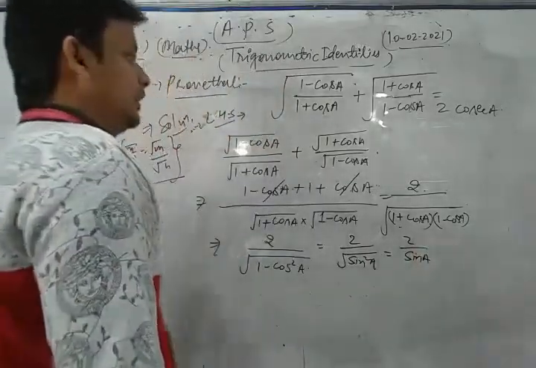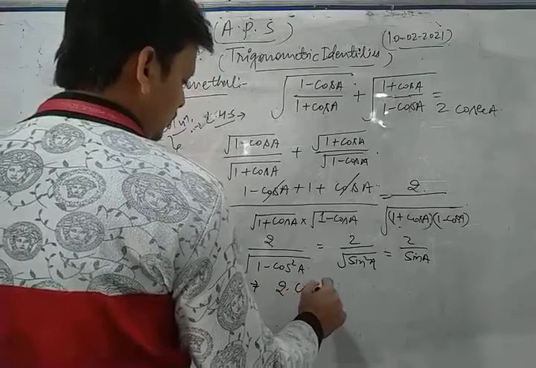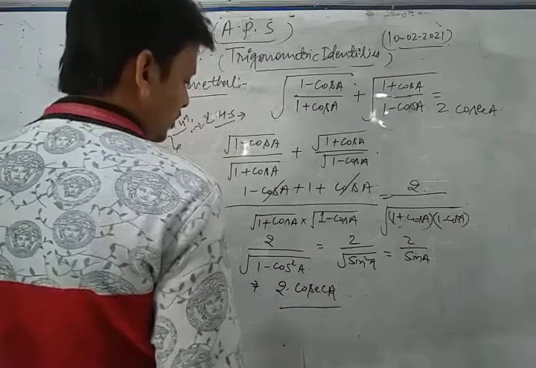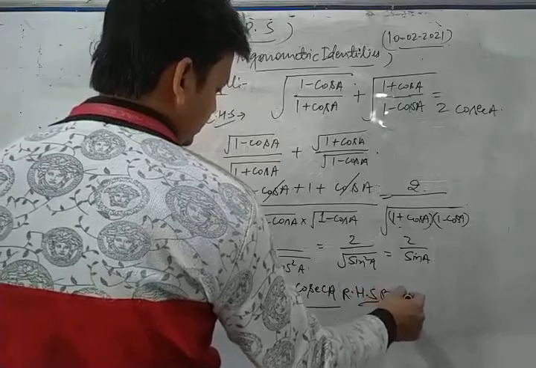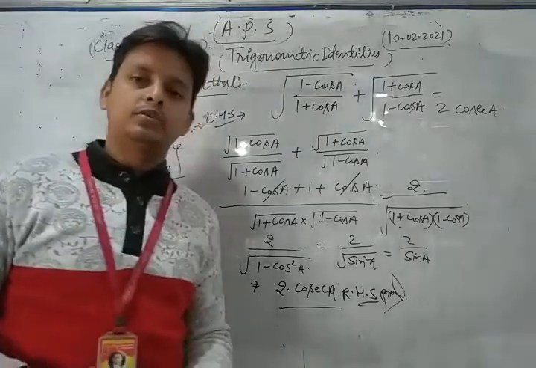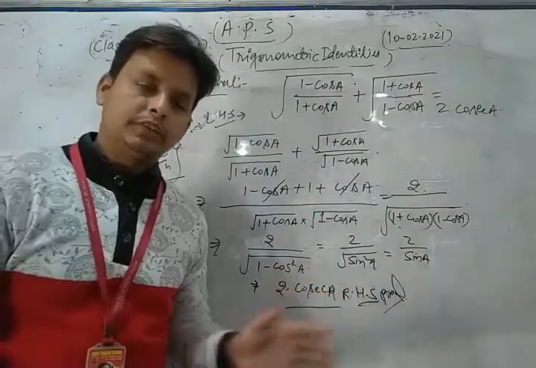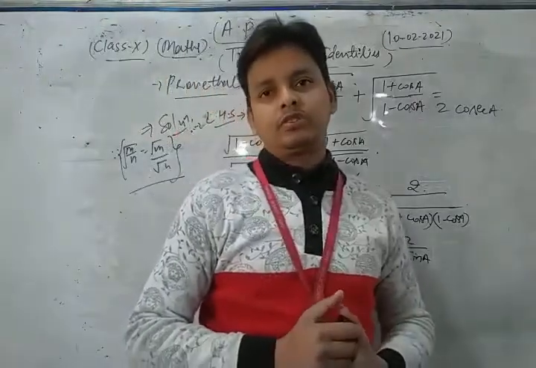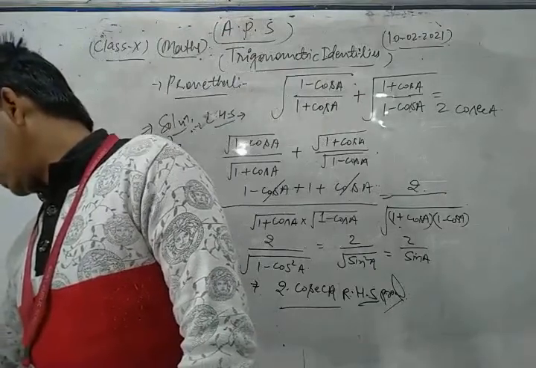and the value of 1 upon sin A is cosec A. So we can write 2 into cosec A. Hence proved. This is our RHS, hence proved. Thus, dear friend, in this way you can solve each and every question of your syllabus based on that topic. Now similarly we take and solve some other important previous year board examination questions of your syllabus.